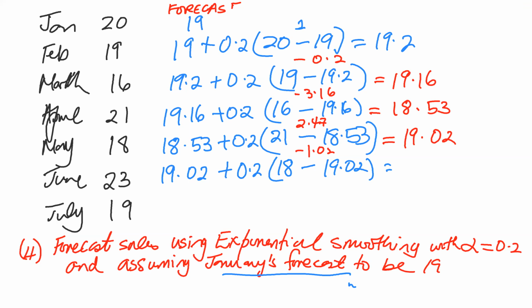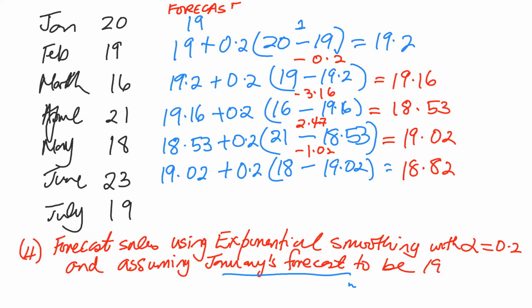So it is 19.02 minus... I forgot what I was saying. So it's negative 1.02 multiplied by 0.2. That gives you 0.204, and that's negative 0.204. So 19.02 minus 0.204, and that equals 18.82. I'm using 2 decimal places and I'm rounding according to the rules of rounding.